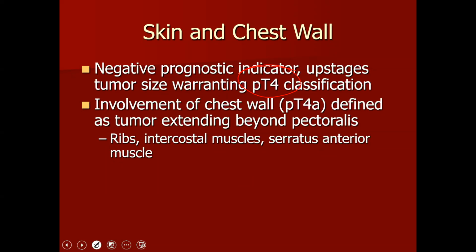When we talk about the chest wall, it means we have to go beyond the pec. That's important because sometimes you'll have an involvement of the pec, but that doesn't matter. That does not increase us to a pT4a. Instead, it needs to involve something from the chest wall, like the ribs or the intercostal muscles, etc.